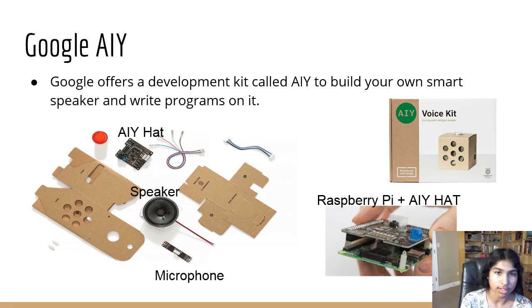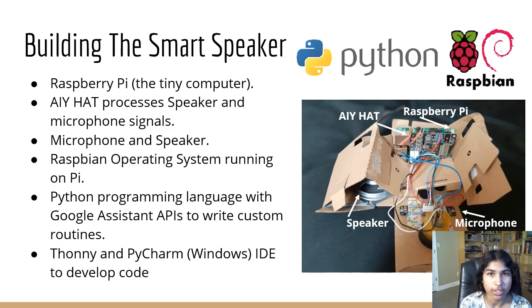The kit consists of the Raspberry Pi and an AIY hat that processes the speaker and microphone signals to allow the Python program to use the Google Assistant for voice. So the setup consists of the AIY hat, the Raspberry Pi, the speaker, and the microphone. We use Thonny and Pytron to develop our code.